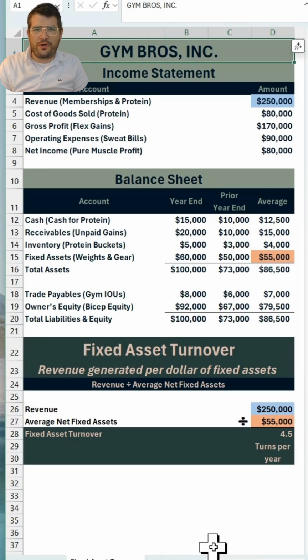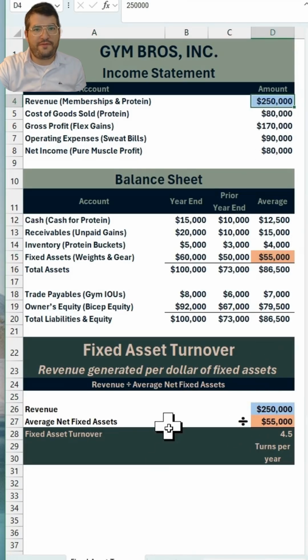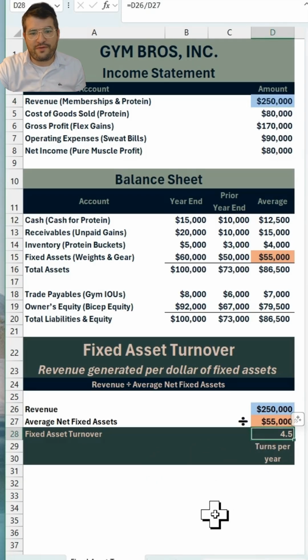So this ratio over here is taking the assumption that our fixed assets are what's generating the revenue. That would mean your gym equipment is driving people to come in and pay to have their memberships. Okay? So if you have an average of $55,000 of gym equipment, and that's generating $250,000 of revenue, then your fixed asset turnover is saying that you are getting 4 times your fixed assets over the year. Okay, again, this is one of those things.